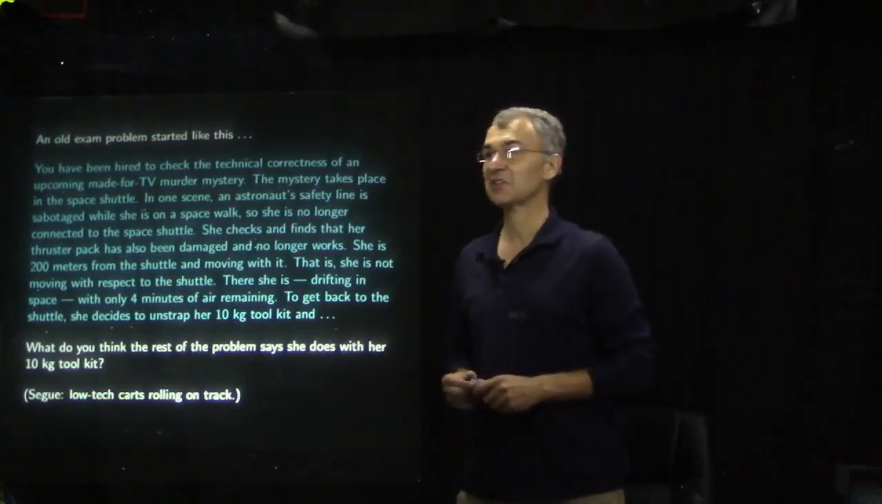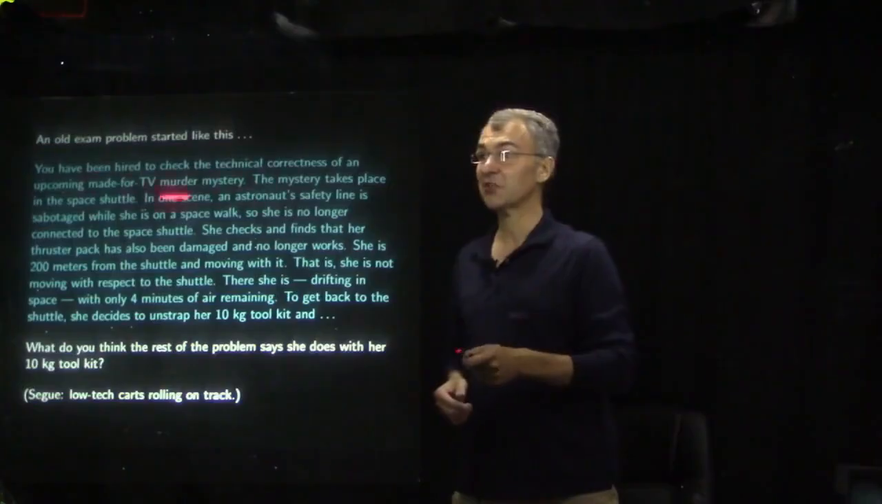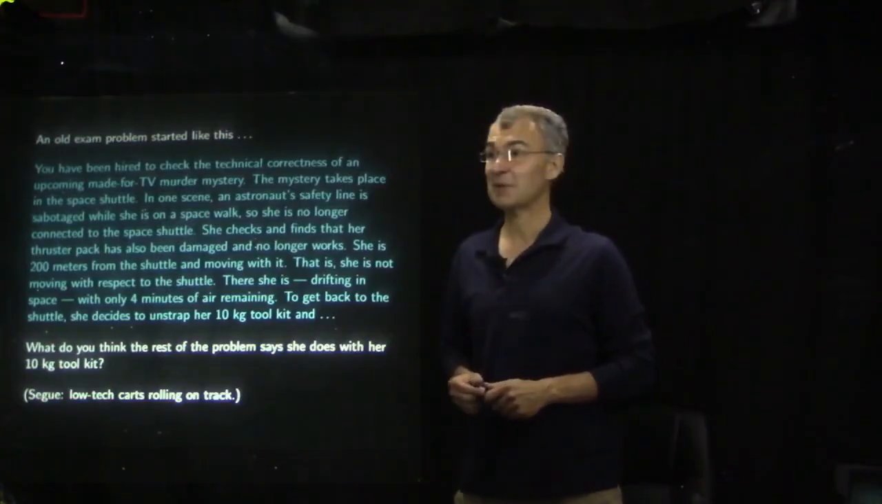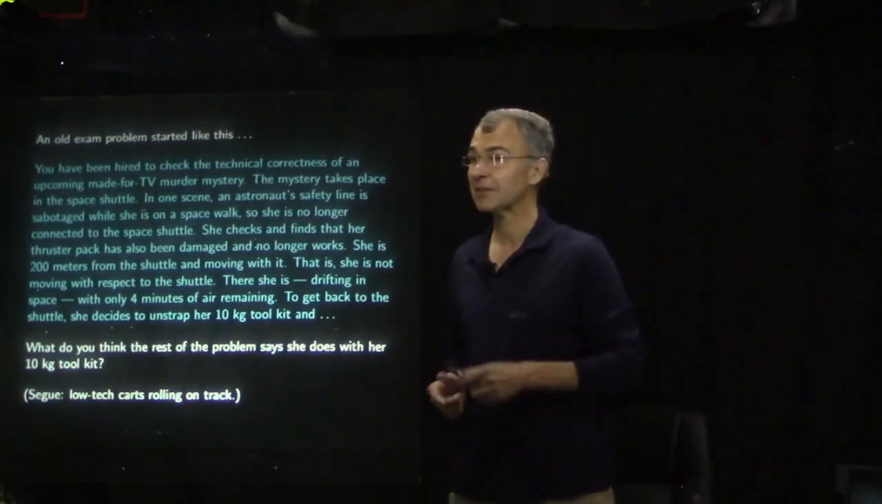A final exam problem used in this course several years ago started out like this. You have been hired to check the technical correctness of an upcoming made-for-TV murder mystery. The mystery takes place in a space shuttle. Oh gosh, there used to be a space shuttle. In one scene, an astronaut's safety line is sabotaged while she is on a spacewalk, and she is no longer connected to the space shuttle.